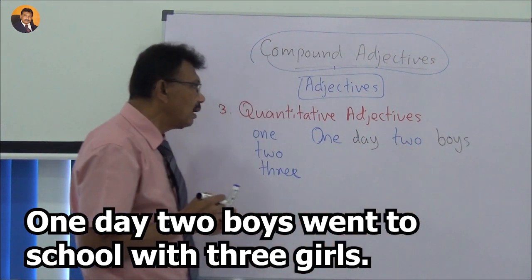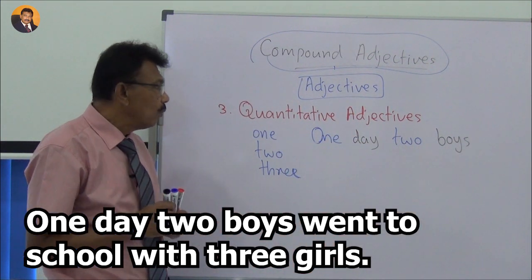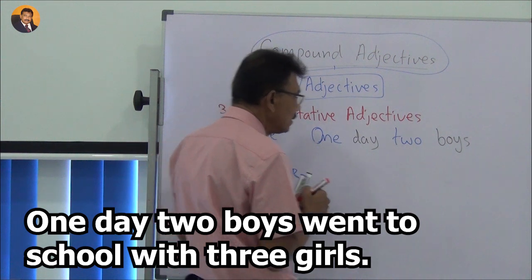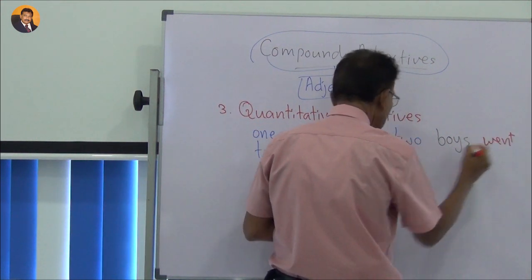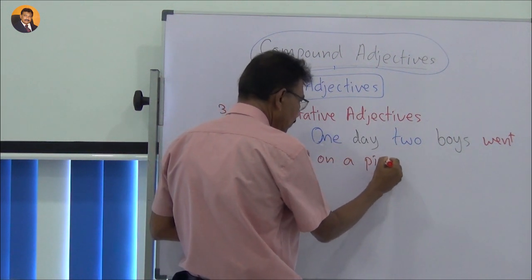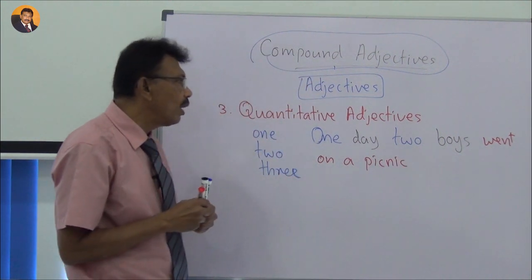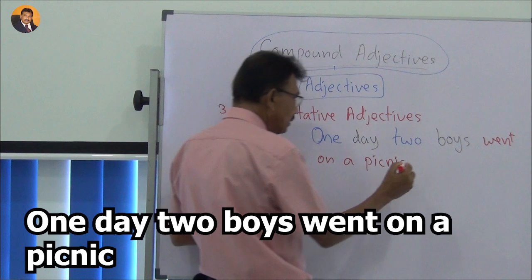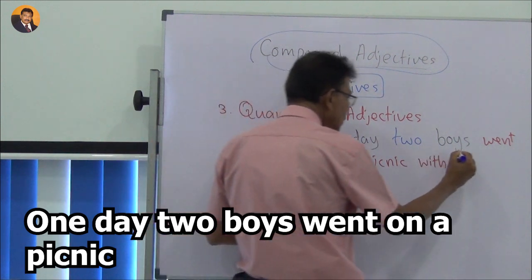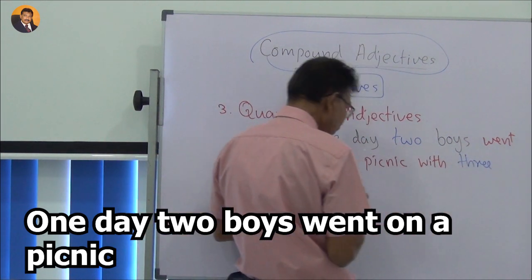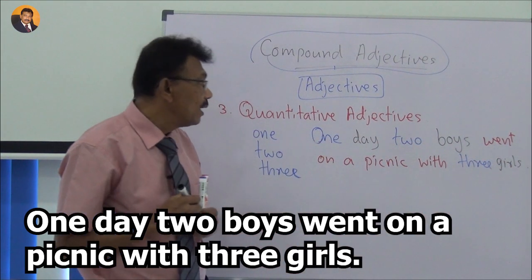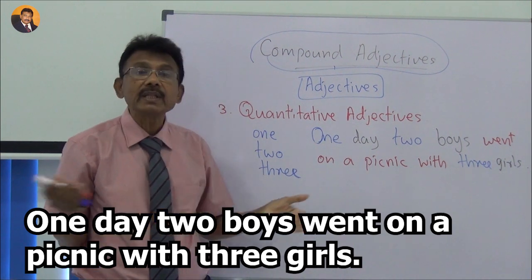When the number is plural, the noun must also be plural. One day 2 boys, right? One day 2 boys went, right, on a picnic. One day 2 boys went on a picnic with 3 girls. With 3 girls. One day 2 boys went on a picnic with 3 girls.